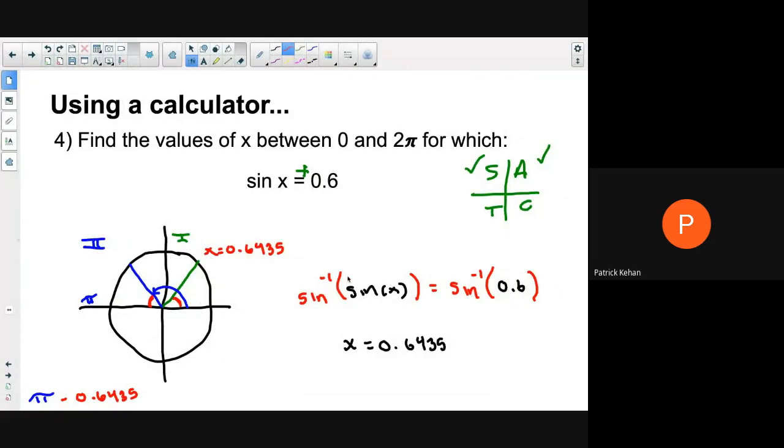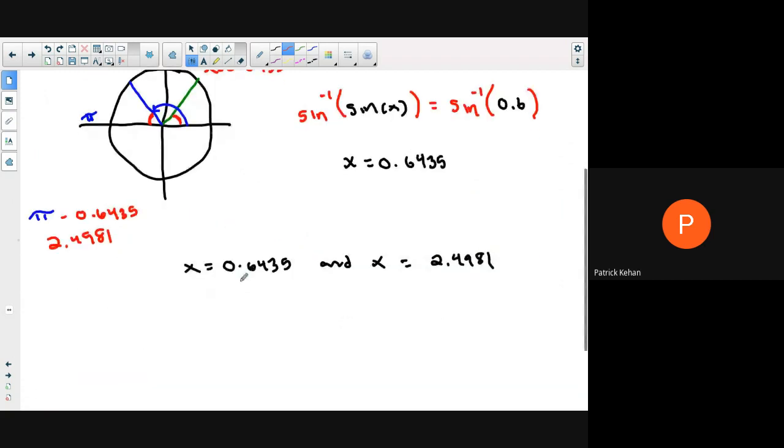Okay, so on example 4, we were asked to solve this equation, sine x equals 0.6, for all angles in radians between 0 and 2 pi. And then we solved it, right? So we have these two radian angle solutions.